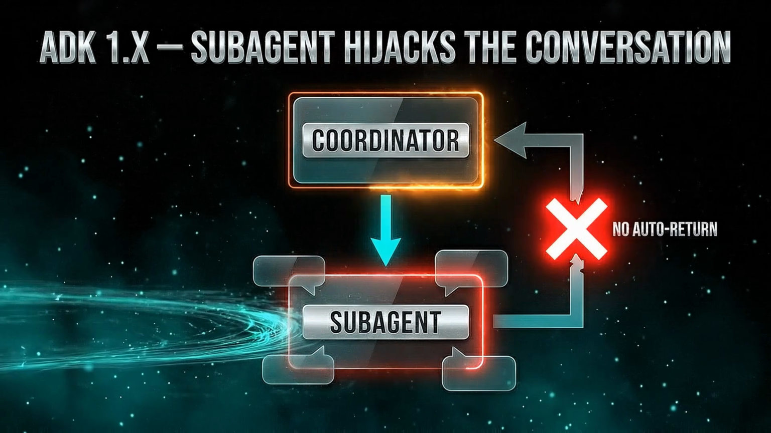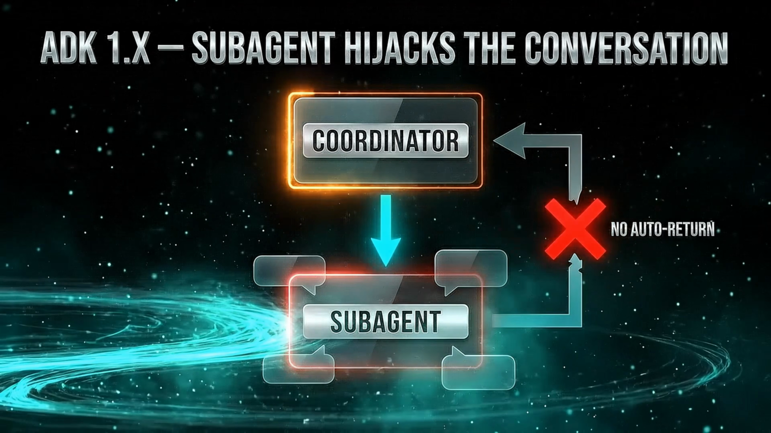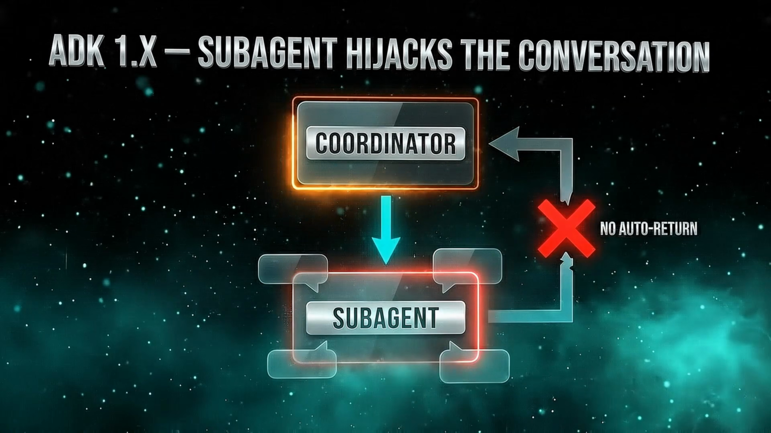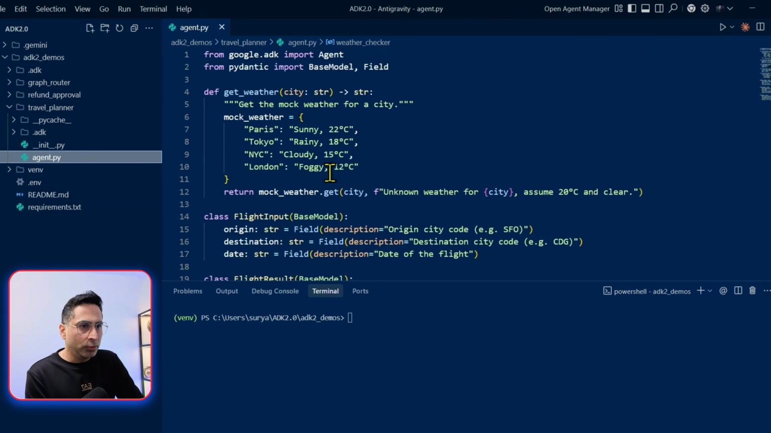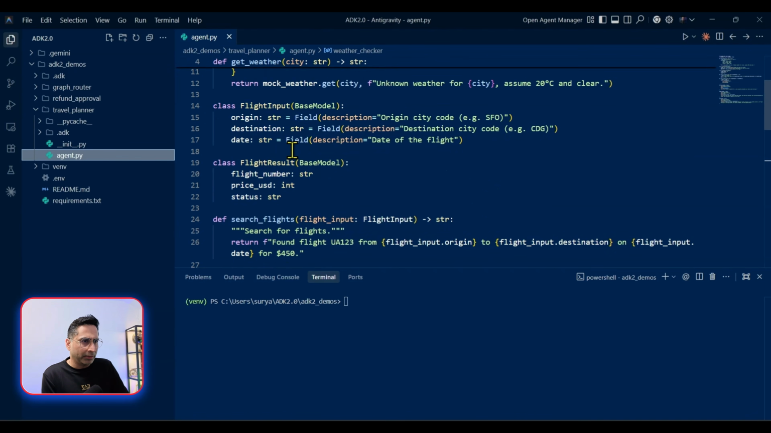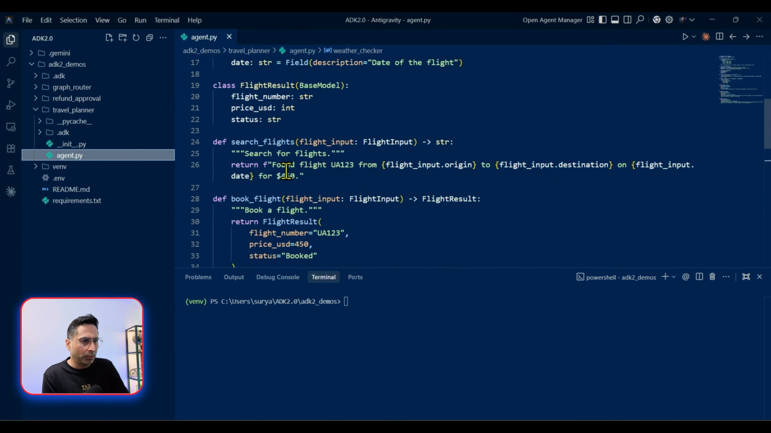It's very simple. But in 1.0, once a coordinator handed off to a sub-agent, getting control back from that sub-agent to the coordinator was not that straightforward. Now in ADK 2.0, you can see in the code here, right? So here you will see that these are all the regular stuff. You're defining the functions, flight input, and all of those things.